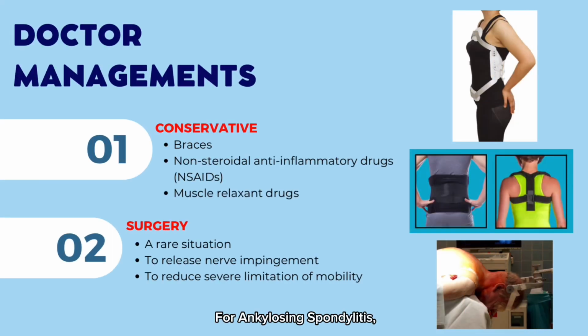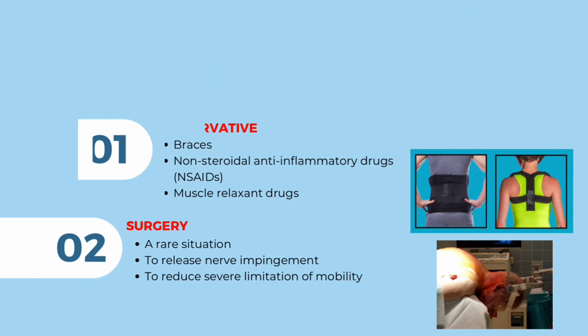For ankylosing spondylitis, the doctor will manage with conservative and surgical treatment for this patient. For conservative, the first one is braces. This will help to provide support to the affected area. Second is non-steroidal anti-inflammatory drugs such as ibuprofen to help reduce the pain. And lastly is muscle relaxant drugs. Second is surgery. It is a rare case, done to prevent further complications, but it will be done if there is any nerve impingement and to reduce severe limitation of mobility.